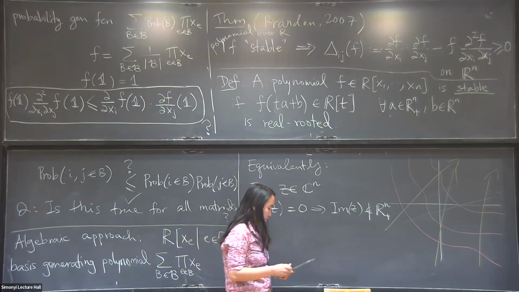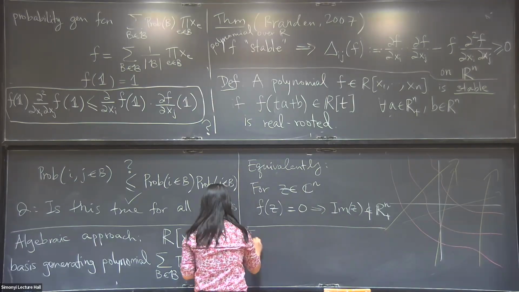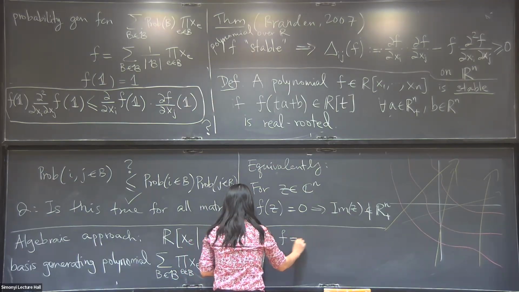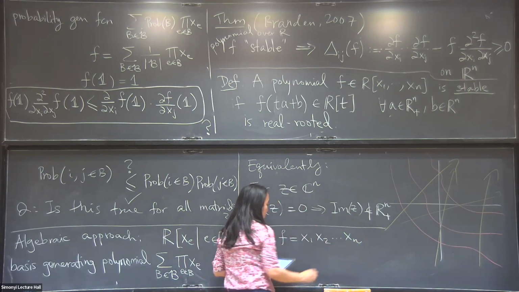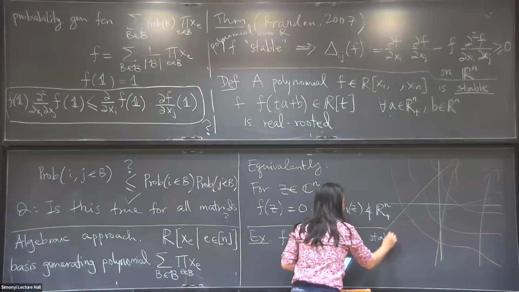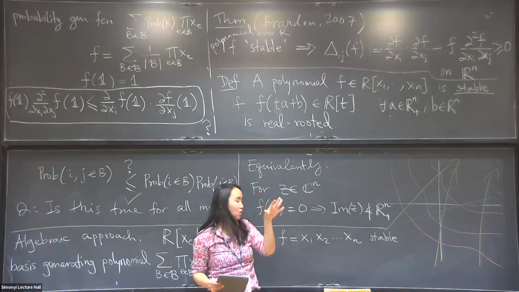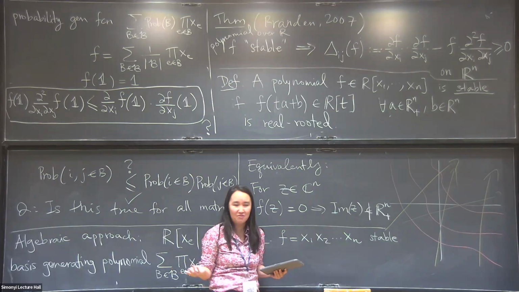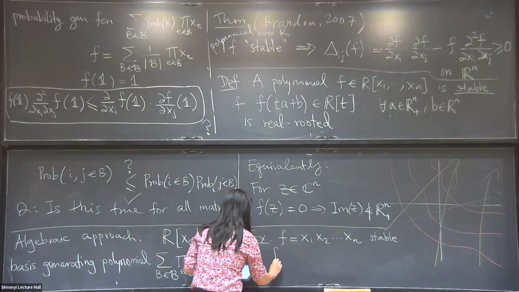So let's look at some examples. If I have just a product of variables, it is stable. You can also imagine it geometrically: these are just coordinate hyperplanes. If I poke it in the positive direction, we go through all the hyperplanes at real points. Stable.